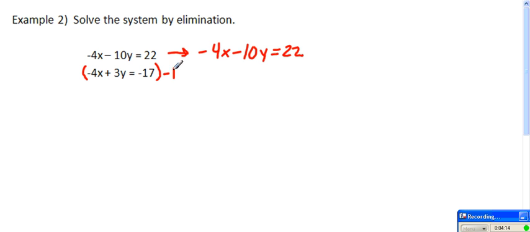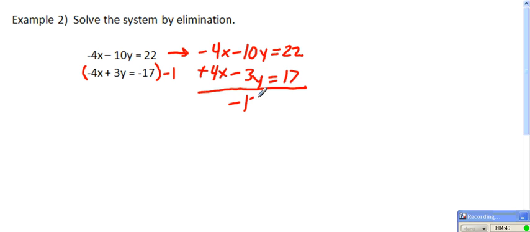So once I slid that equation over, I'm going to distribute my negative 1. Negative 4x times negative 1 would give me a positive 4x. Positive 3y times negative 1 is a negative 3y. Negative 17 times a negative 1 would give me a positive 17. So here's our two equations. Again, variables lining up, and we're able to eliminate negative 4x and positive 4x, giving us negative 13y on this side.